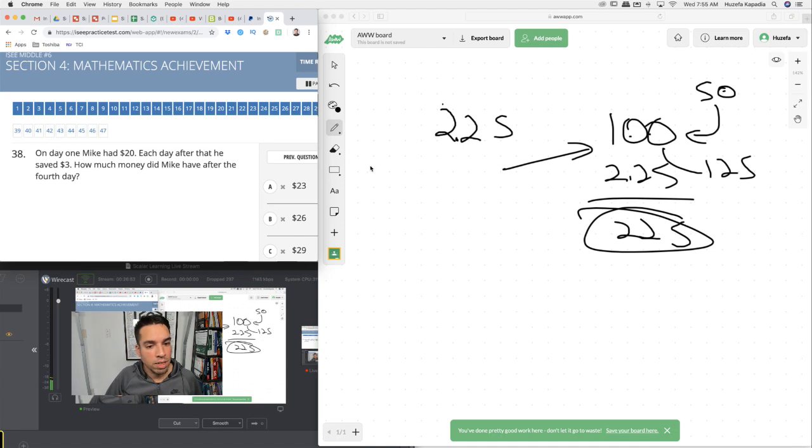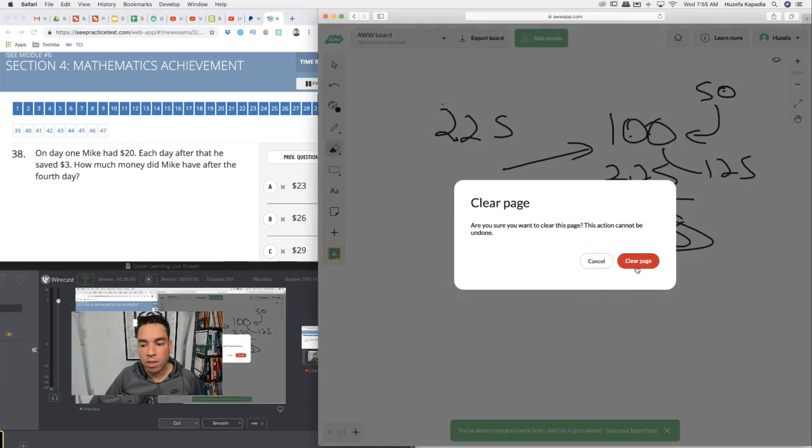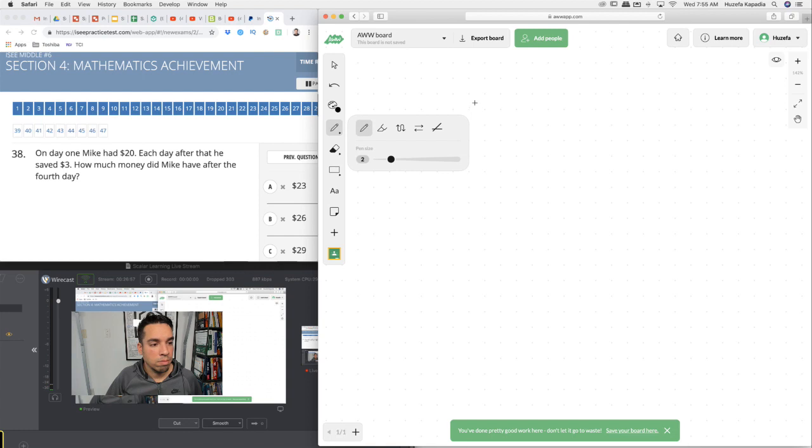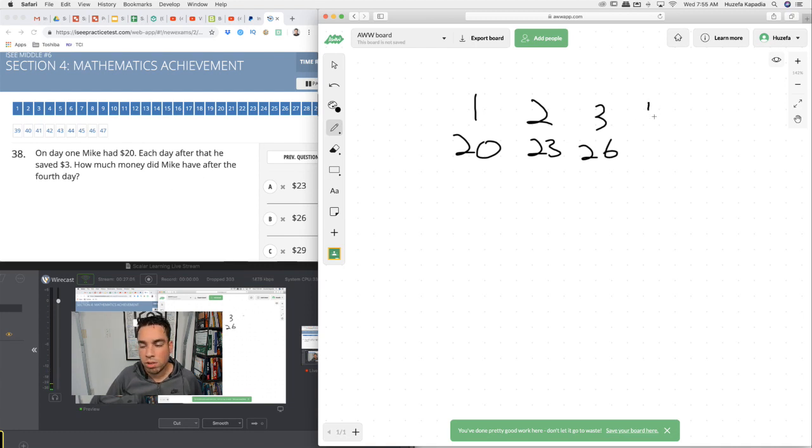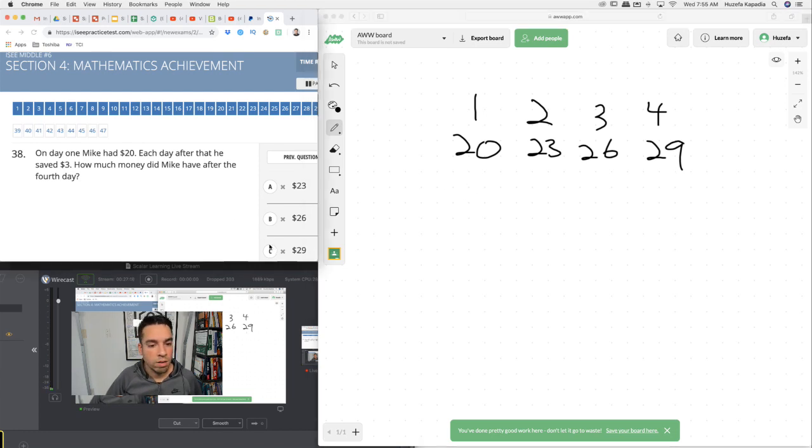On day 1, Mike had $20. Each day after that, he saved 3. So then he has 23, 26, right? How much money did he have after the 4th day? 29. That's it. $29.